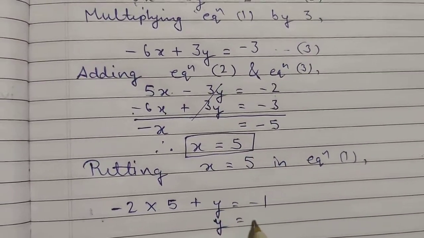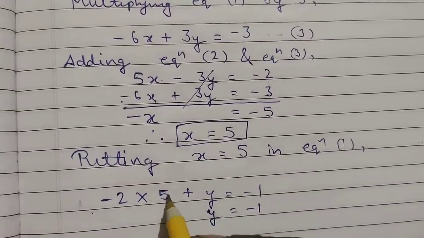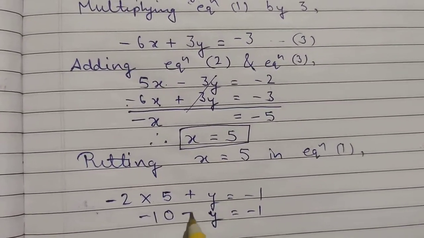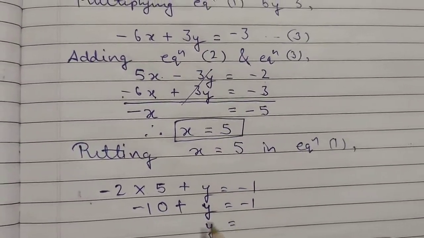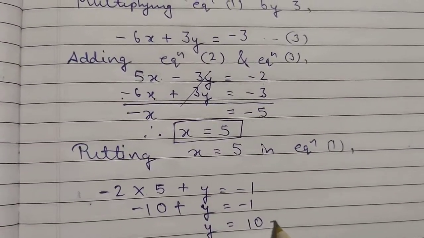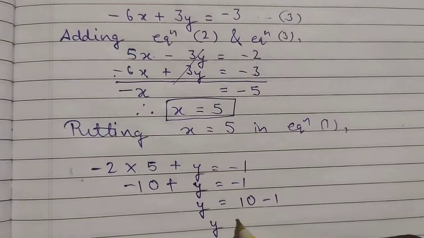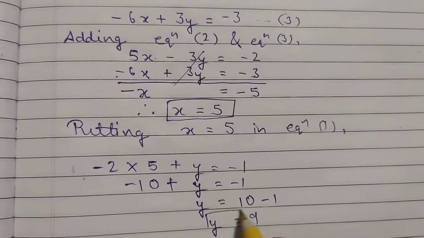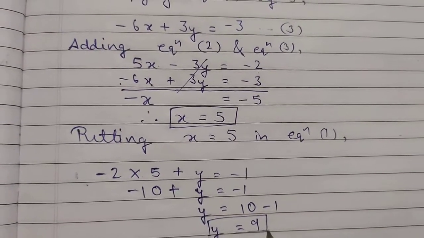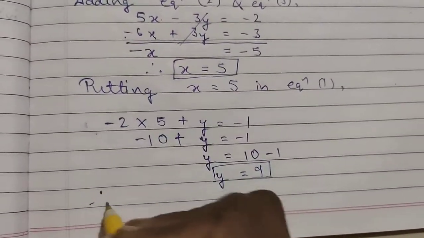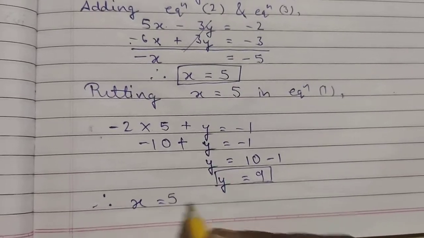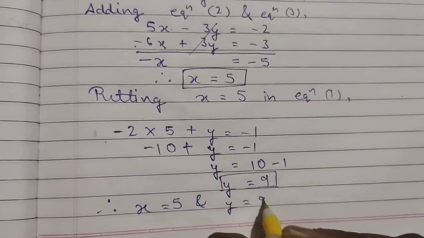Now in the next step, see, minus 2 into 5 will give you minus 10. Now take this minus 10 to the right hand side. So minus 10 becomes plus 10. So 10 minus 1, and if you do 10 minus 1, you will get 9. So we have the x and y values. Let us write that x is 5 and y is 9.